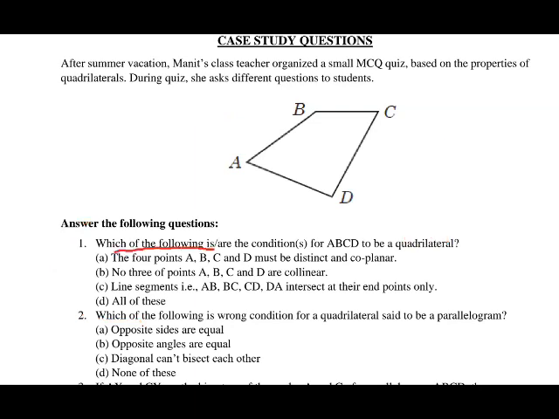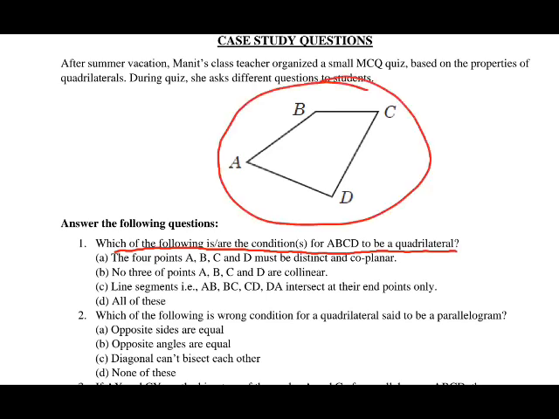Which of the following is or are the condition for ABCD to be a quadrilateral? For anything to be a quadrilateral, beta, what conditions do you have? What is there in a quadrilateral? This is a quadrilateral, right? The first condition: the 4 points ABCD must be distinct and coplanar. What does distinct mean? They should be at different places, they cannot be together. Can this ABCD be called a quadrilateral? Laiba, I cannot hear you. Yes, it can. So this is a quadrilateral.